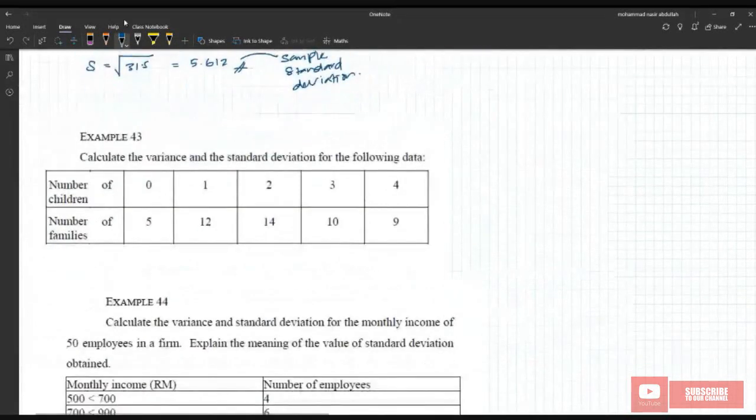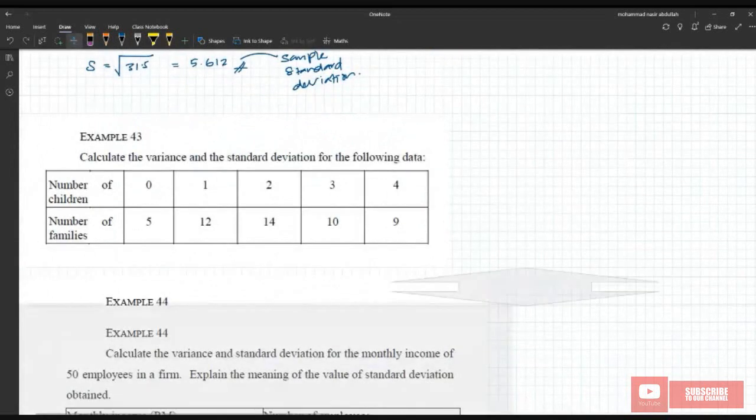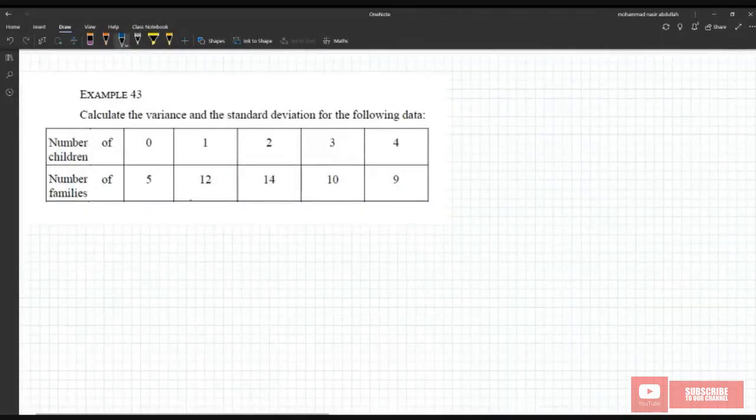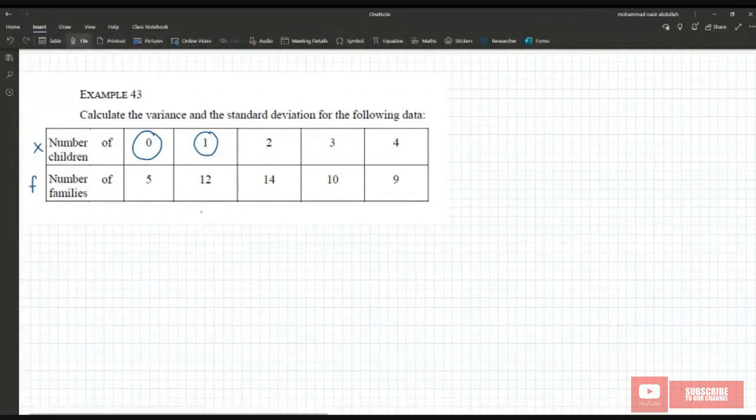So now we move to the next example, which is example number 43. This is basically grouped data. We have the number of children, which is X, and the number of families, which is the frequency. Since we have a frequency table, look at this table. We don't have a class size for each class; we have a point value. So my advice is you need to transform this table.